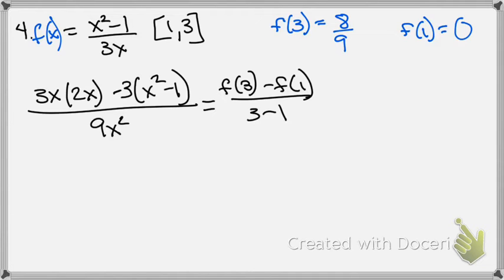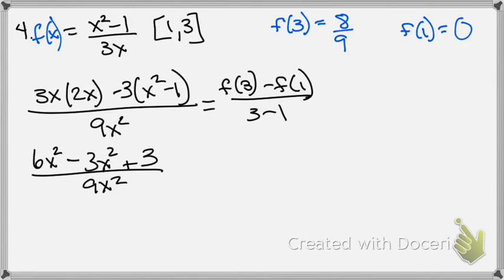Here we go. On the left side, 3x times 2x is 6x squared. Distributing my negative 3, negative 3x squared plus 3 all over 9x squared. And I'm going to keep working on that for a little longer. 6x squared minus 3x squared would be 3x squared plus 3 all over 9x squared. Now I can currently see that that can be simplified. I could factor out a 3, but I've got the right side of the equation and it all works out in the end with equations anyway. So you can choose to simplify or not.